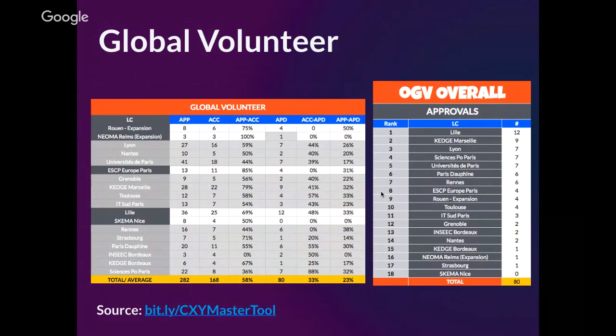So for Global Volunteer, you can see here the LC ranking for approvals and the LC situation for each stage of the status, mostly when it comes to consideration. And here you have a tool where you can find all of the products in the same form as this. Check it out. I think it will be helpful for your applications.